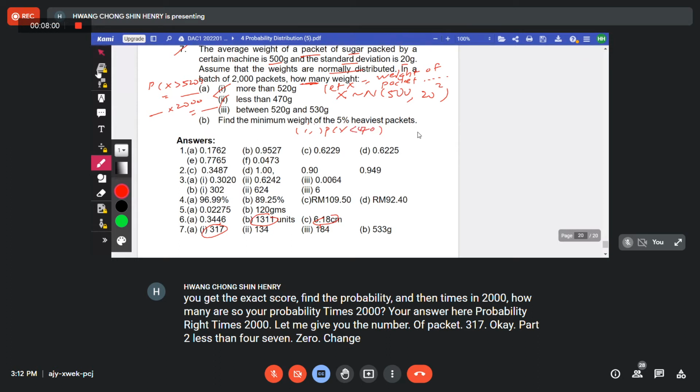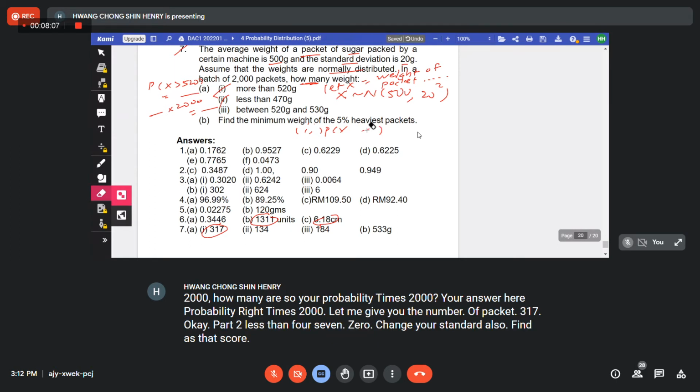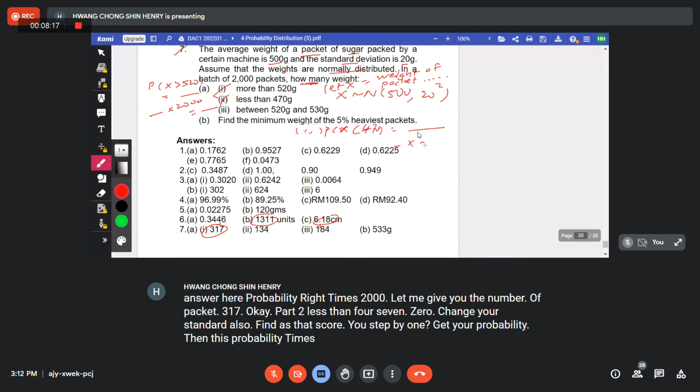Okay, part 2, less than 470. Change your standard also. Find the z-score. Use table 1. Get your probability. Then this probability times 2,000. Part 3, between 520 and 530.